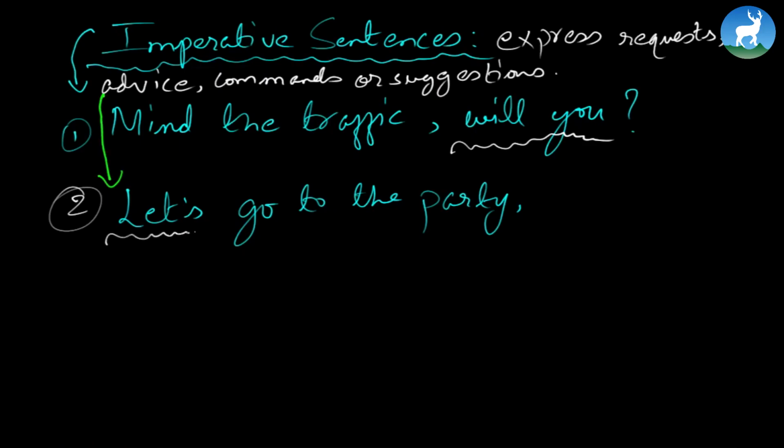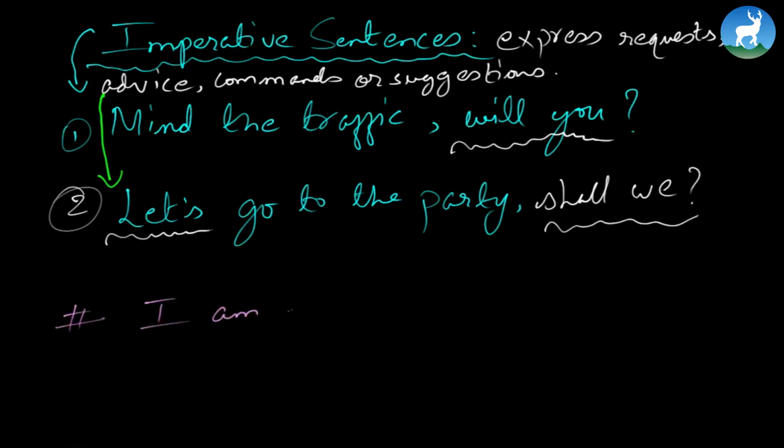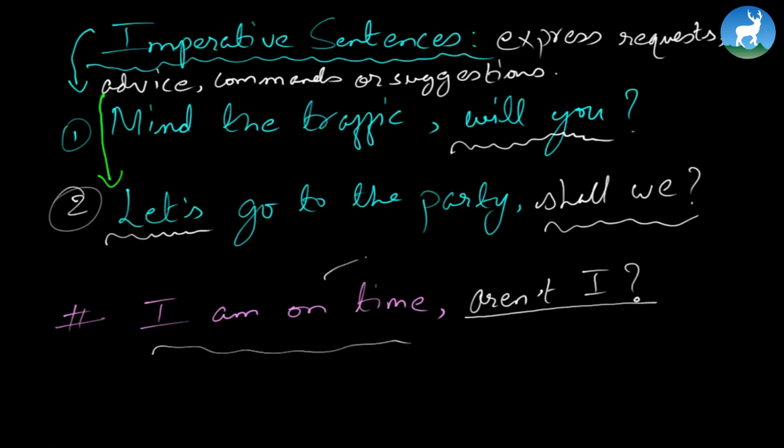All right. And of course, let us. Don't forget that. It's a contraction. So let's go to the party. Again, you'll have the positive question tag. Shall we? Let's go to the party. Shall we? There's one more exception to it. Let's say whenever you have I am on time. I am on time. So the question tag is going to be aren't I? Just keep this in mind. Okay. I'm on time. Of course, positive statement, negative question tag, but you go for aren't I. I'm on time, aren't I?